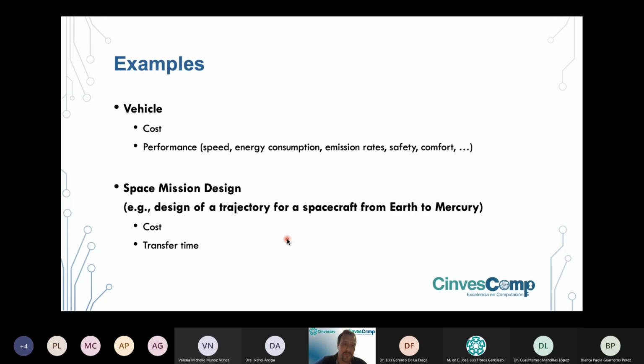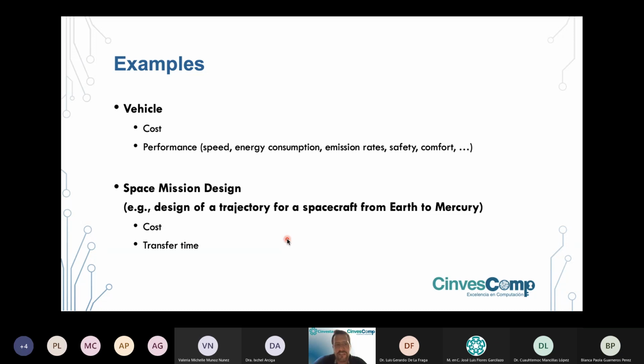Aquí hay dos ejemplos. Por ejemplo, un vehículo o todo producto: obviamente el costo es importante, y también la performance. And the performance could be whatever you think. It could be the speed, energy consumption, emission rate, safety, comfort, whatever you want to have for your favorite car or design product. So that is all what we have, and it is very natural.